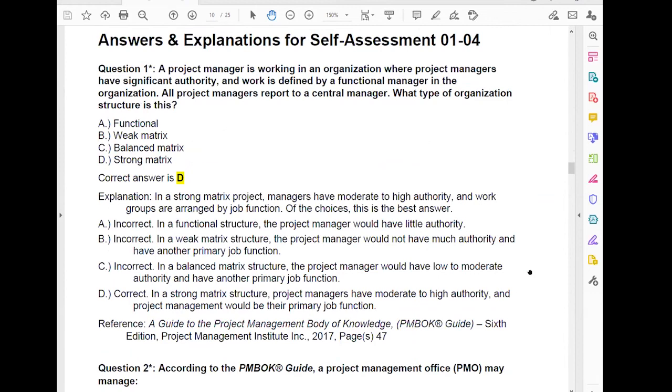So for number 1, the answer is letter D. Strong matrix. It says here that in a strong matrix, project managers have moderate to high authority, and work groups are arranged by job function. Of the choices, this is the best answer. Yeah. Strong matrix.